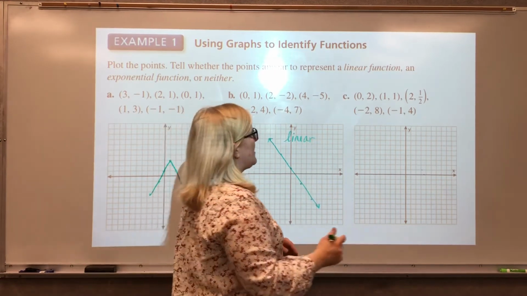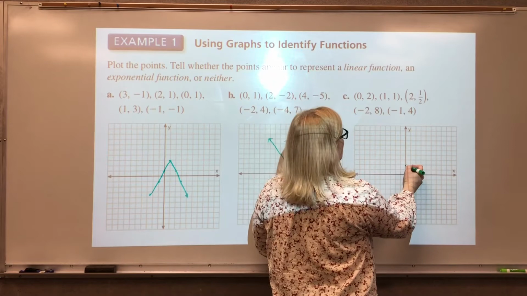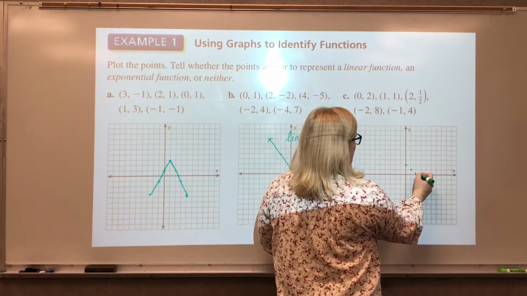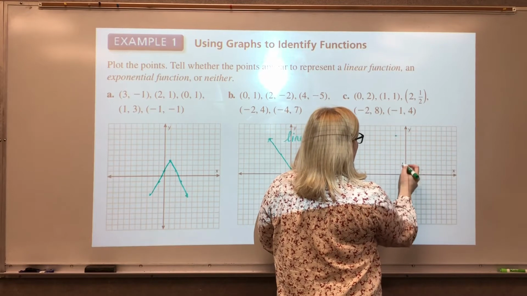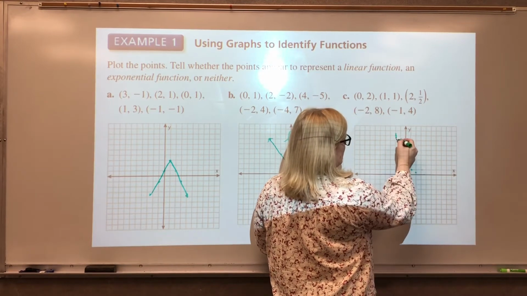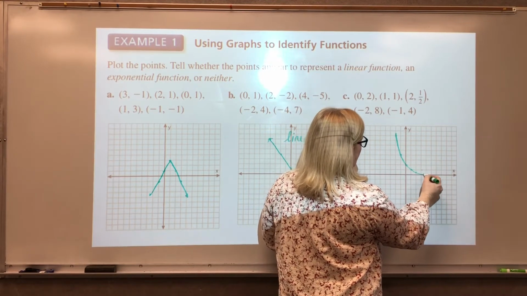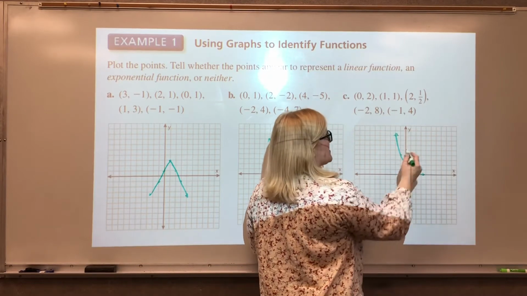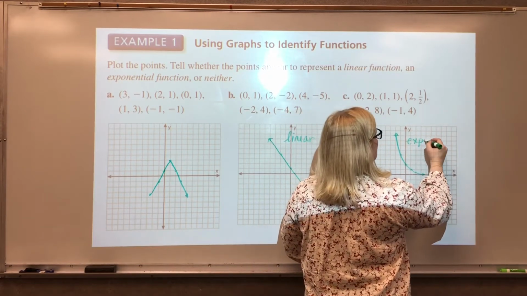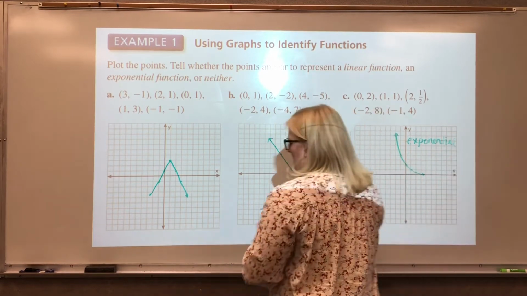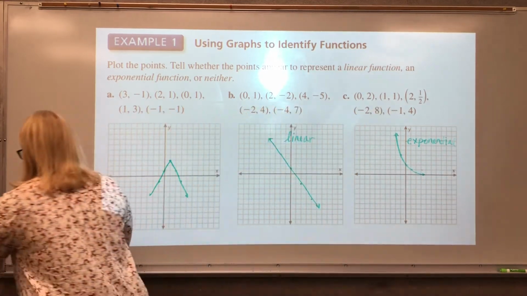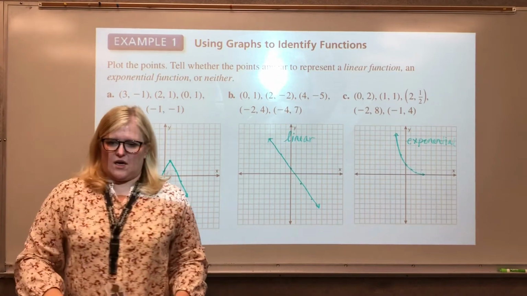And finally, I have (0, 2), (1, 1), (2, 1/2), (-2, 8), and (-1, 4). So this one is coming down like this. So this is exponential. Hope you can see that. Let me get a darker color. Okay.